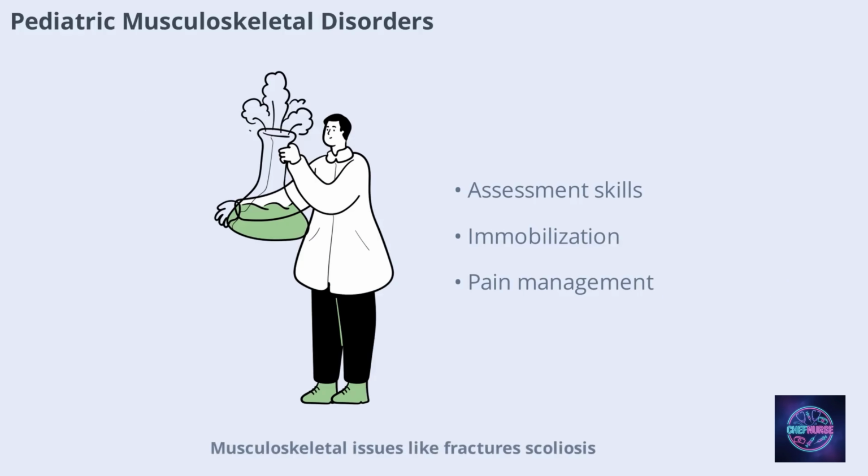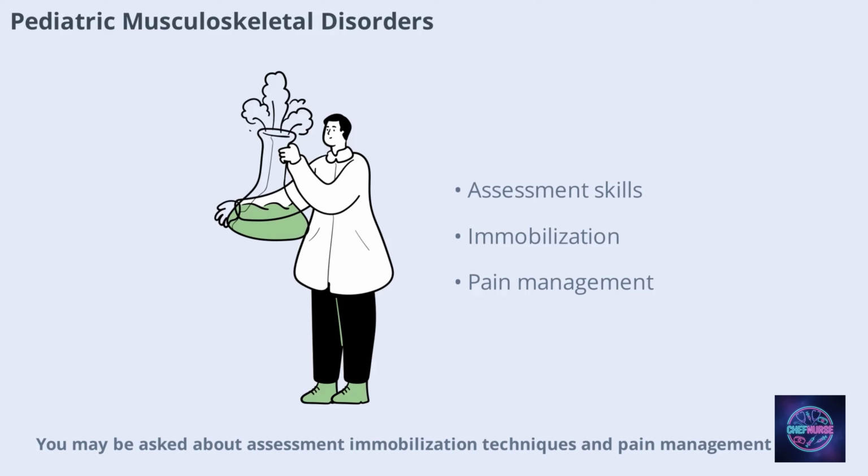Musculoskeletal issues like fractures, scoliosis, and juvenile idiopathic arthritis are important for the NCLEX. You may be asked about assessment, immobilization techniques, and pain management. Recognizing signs of compartment syndrome and providing appropriate interventions can prevent serious complications. Supporting mobility and rehabilitation is also emphasized.